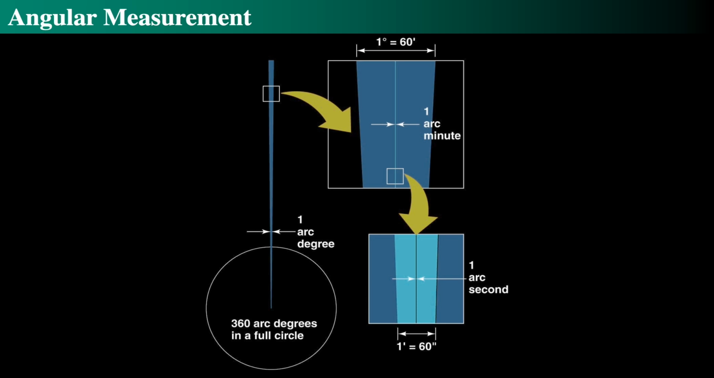So the angular size of some object actually depends upon its physical size and how far away it is. Because if something's really near and it's very small, then it'll look big. But if something's really big and really far, it'll look small. When I say look small, I mean its angular size is small.